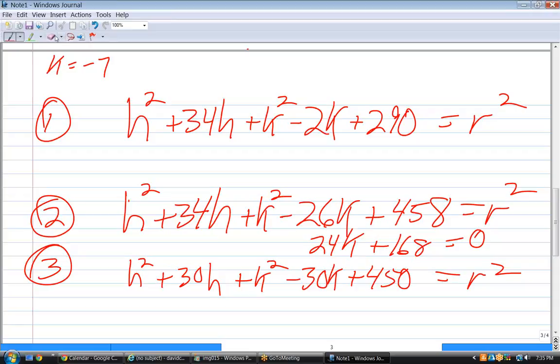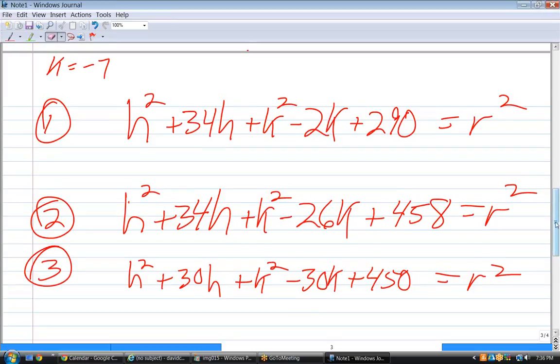With me? Okay, let's erase that so I have room. Now let's manipulate equation 3 and 2. Which is the best one to subtract from the other? How about we subtract 3 from 2? Okay. What does that give us?